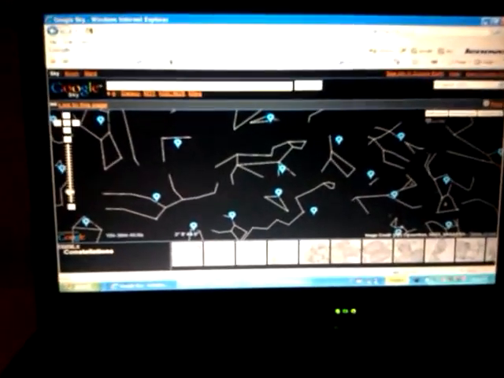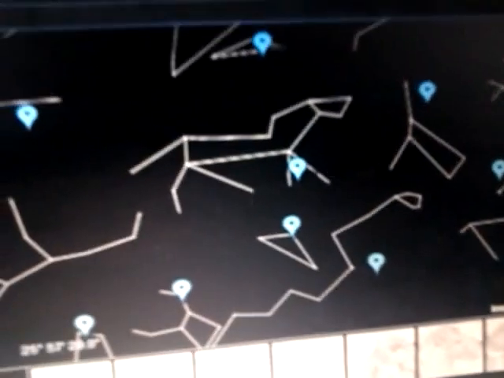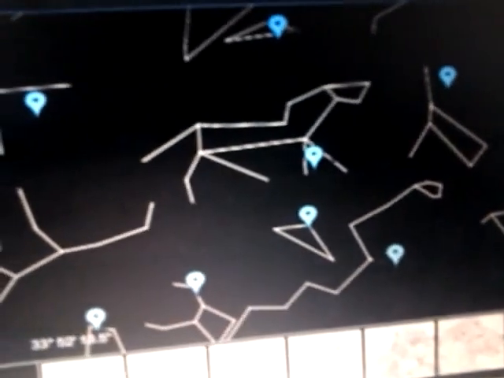Okay, what is in the constellation of Leo? Okay, here we're on Google Sky. The Google Sky, right? Here's the constellation of Leo. Now let's look at the constellation of Leo.